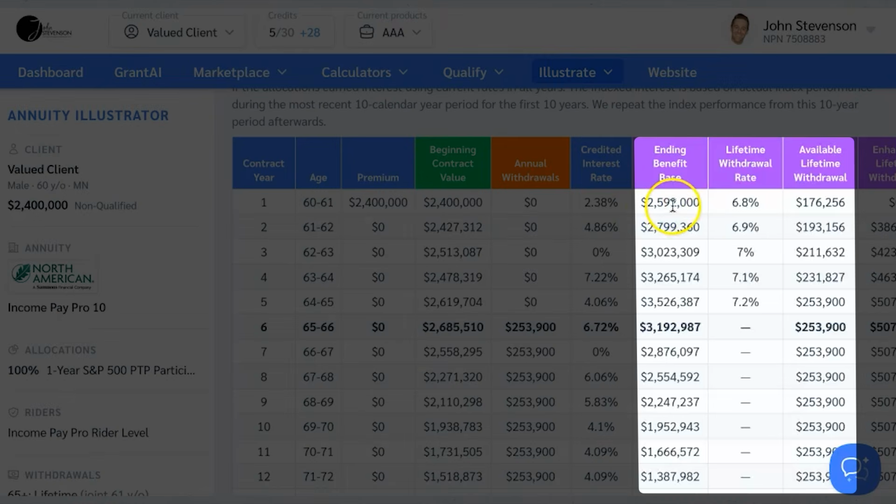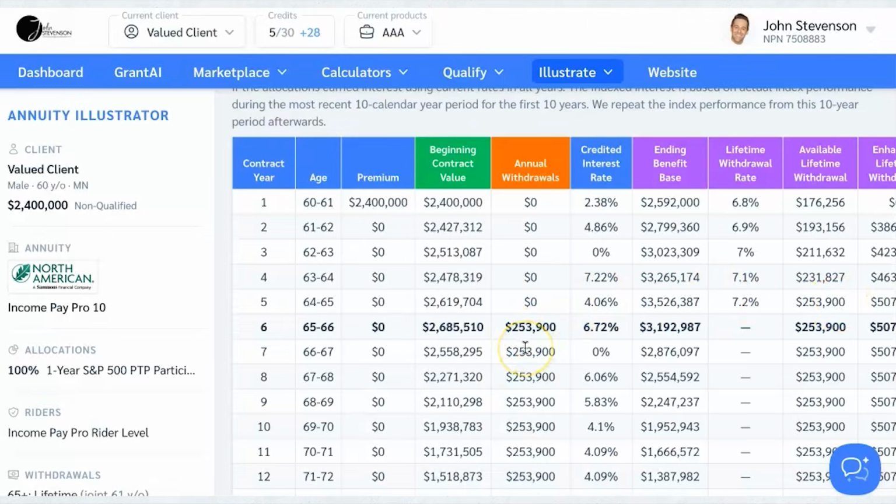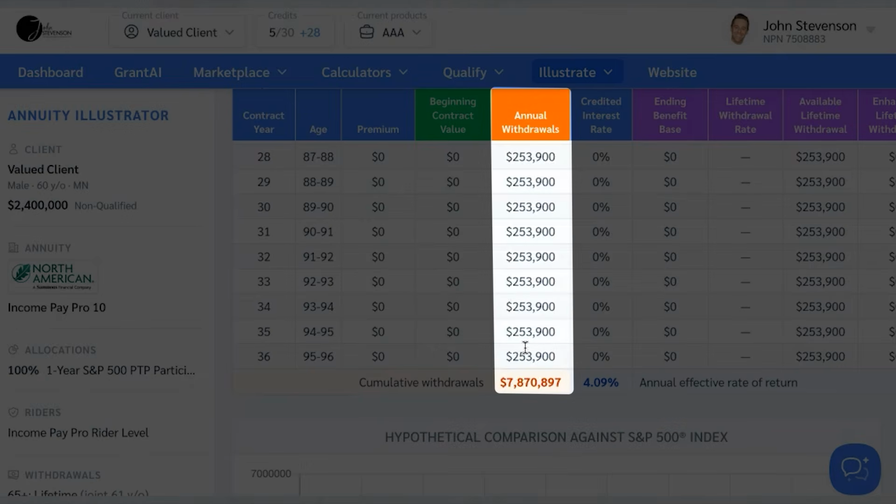But for these people, they want highest income in 5 years. So they're going to have this benefit base growing at 8%. So at the end of 5 years, it's going to be worth $3.5 million, and then that will be multiplied by a 7.2% joint lifetime withdrawal rate, which of course equals $253,900 per year for the rest of their lives. So essentially what they're doing is they're taking $2.5 million and they're buying a $7.8 million pension. Okay. And if you live longer than that, then it pays out more. It's all about how long you live. It's a lifetime income contract.